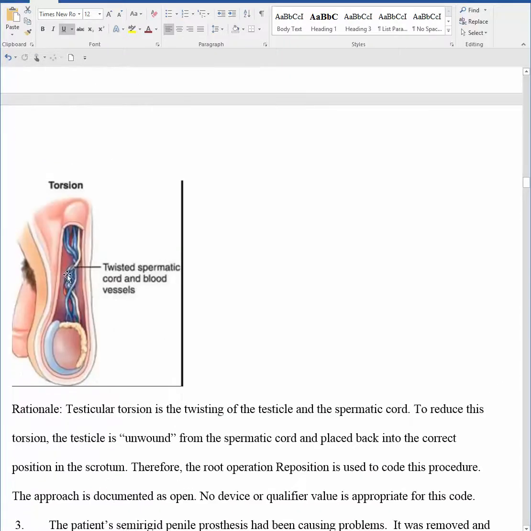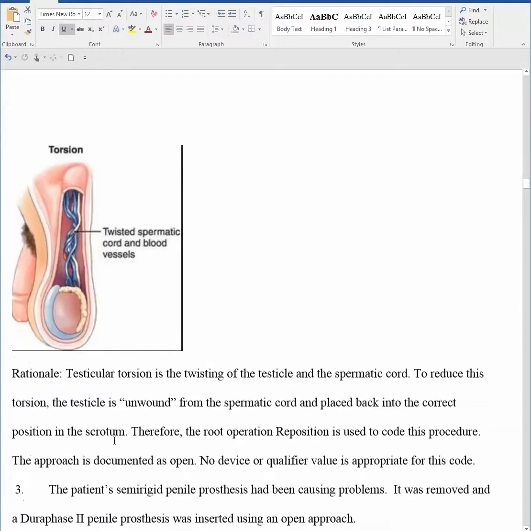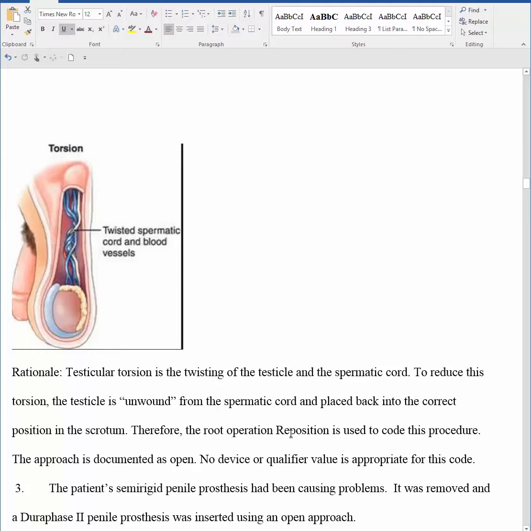This is a picture of a torsion. A testicular torsion is a twisting of the testicle in the spermatic cord. To reduce this torsion, the testicle is unwound and placed back in the correct surgical position or correct anatomical position. Therefore, the root operation reposition is used.